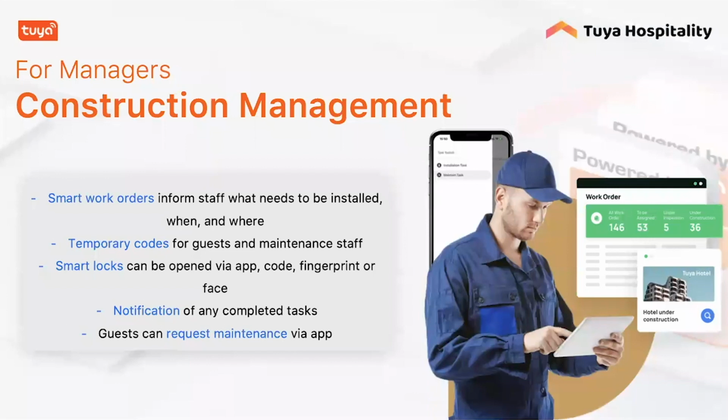So now, how did these devices get installed into the property in the first place? Using our smart construction app. Installation staff will be able to use the app to track when and where which devices need to be installed, as well as those that require maintenance and fixing. The installation workers can use the app to fulfill smart work orders, as well as for receiving temporary property access codes to get into the building.